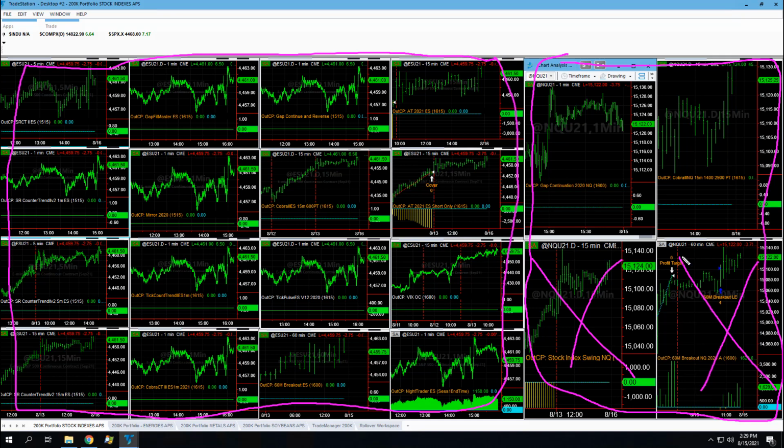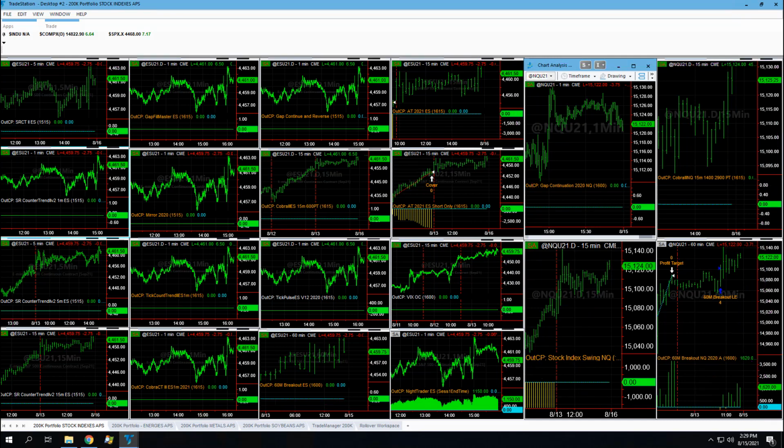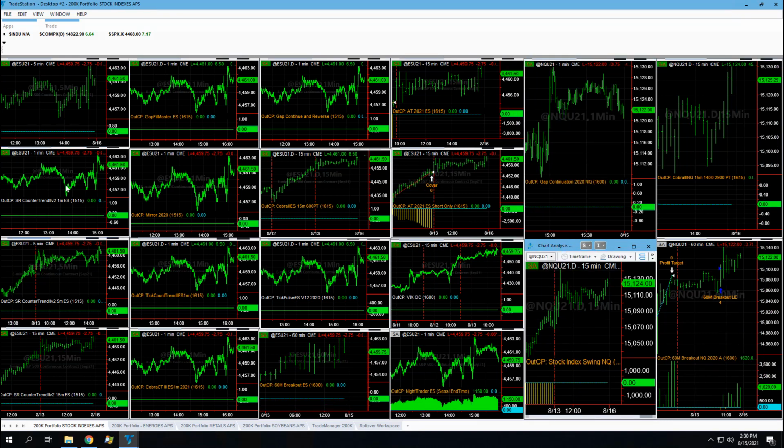So if you have this on Sunday night, when the market opens at 5 Central, make sure you exit that position and set up SR countertrend 2V2 1M, which I'll be sending to you, and I'm going to show you what the workspace will look like right now.